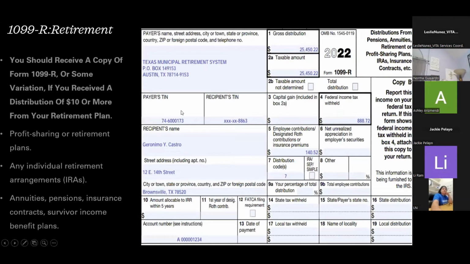Now, the 1099-R retirement form is a little bit different, and everybody should receive a copy of it if they receive retirement benefits of $10 or more from their retirement plan. On this form, we're going to be looking for the payer's name and their TIN number, and making sure that the Social Security number matches the name that we have on the application.